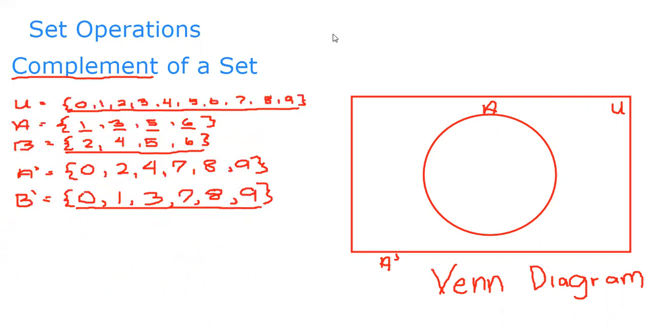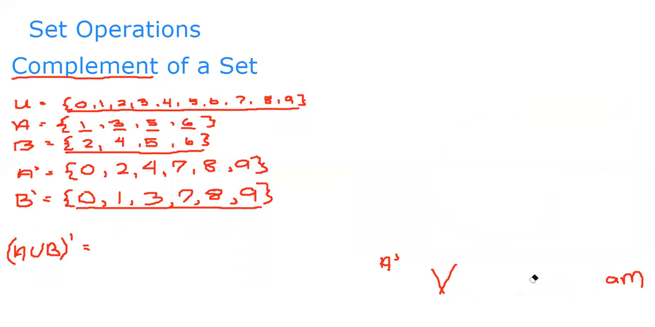Okay, now, what if we have A union B complement? Anong ibig sabihin nito? Kapag sinabi natin A union B complement, pagsasamahin natin si set A pati si set B. We're going to unite set A and set B, then take the complement of the two sets.